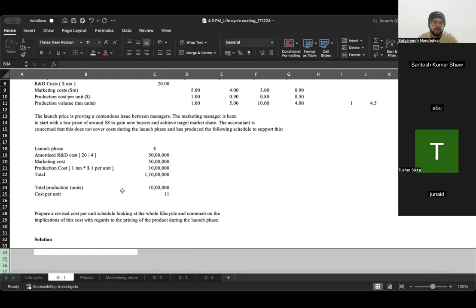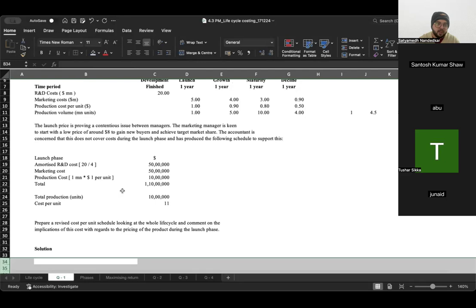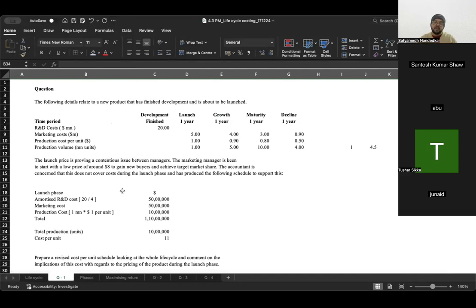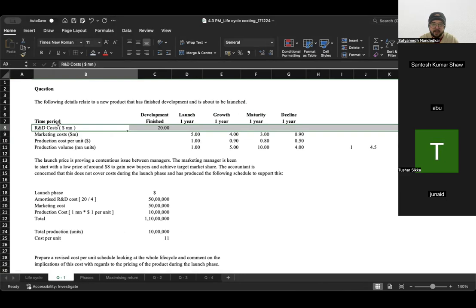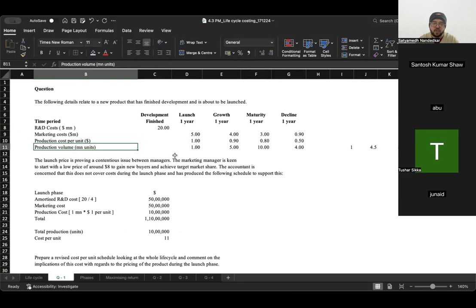Chalo. Prepare a revised cost per unit schedule looking at the whole life cycle and comment on the implications of this cost with regards to the pricing of the product during the launch phase. Now, the following details relate to a new product that has finished development and is about to be launched. This is cost in millions: R&D cost, marketing cost. This is production cost per unit, and then you have the production volume. This is also in million units.